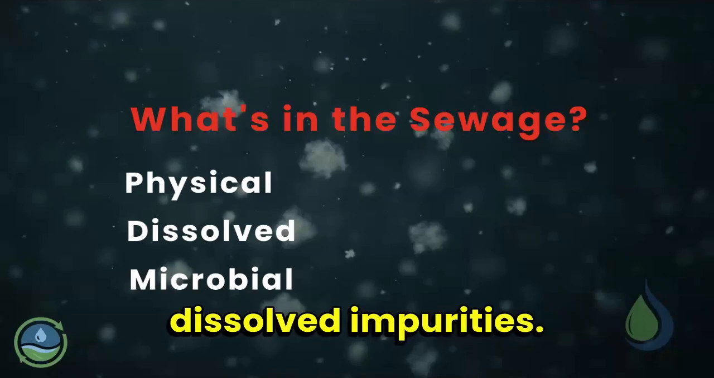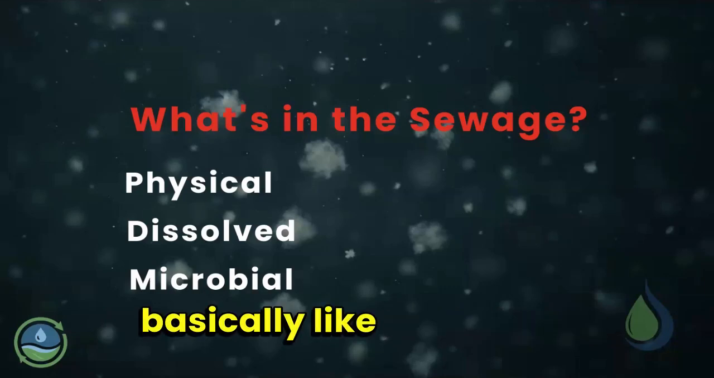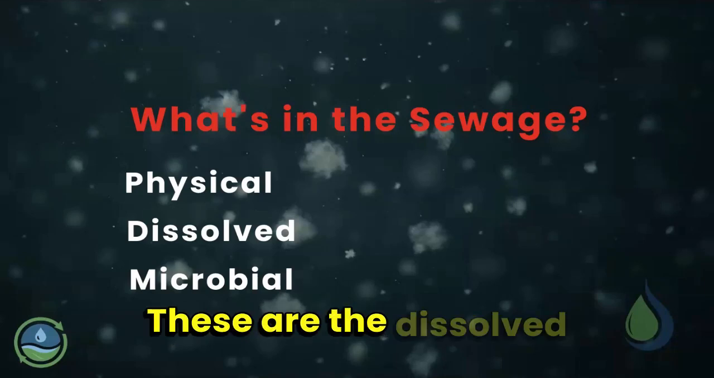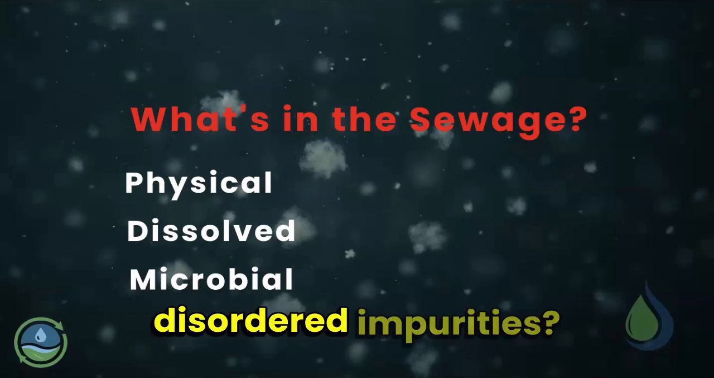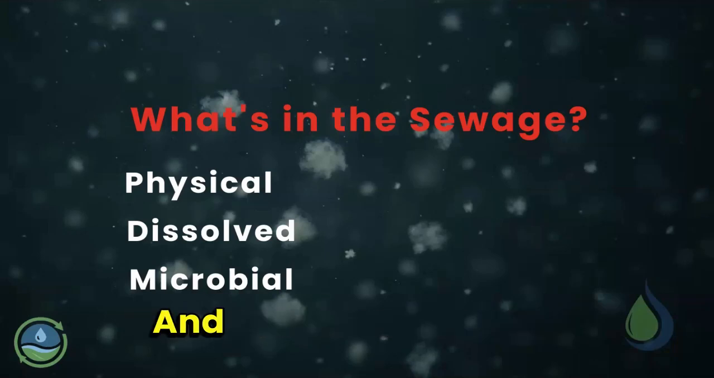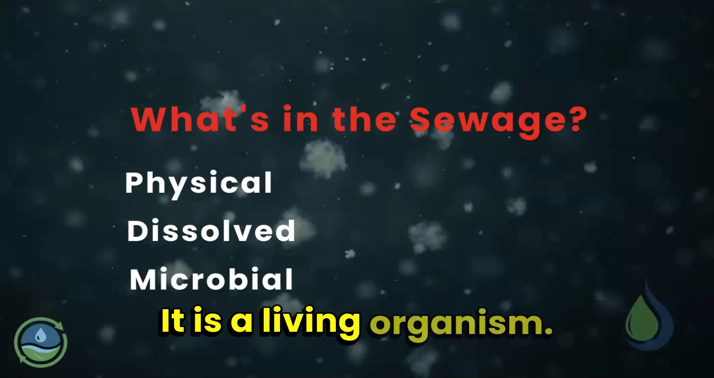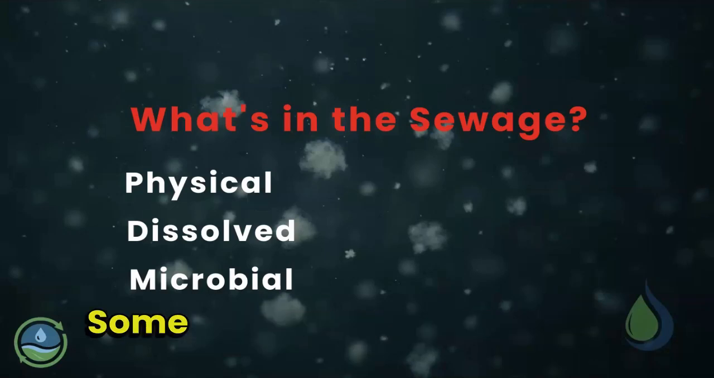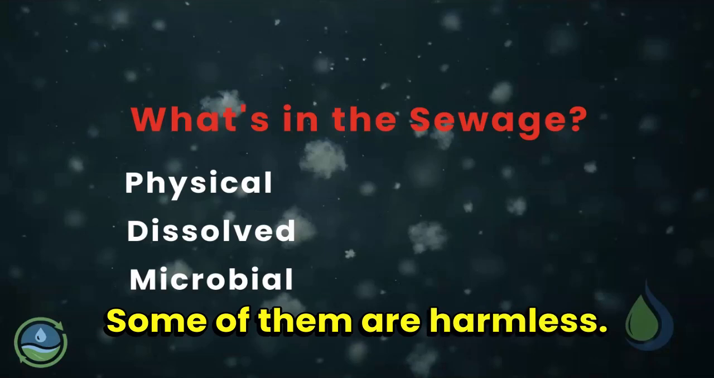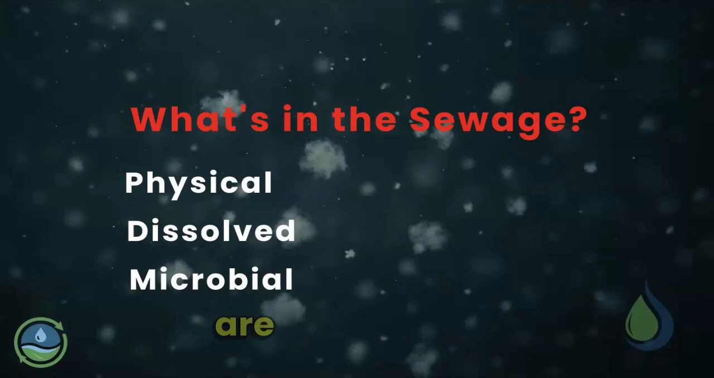Then there are dissolved impurities. Dissolved impurities basically mean your soap, fat, oil and grease, the smaller suspended particles of our food. These are the dissolved impurities. How do we take out dissolved impurities? We'll go to that in a while. And also it will have a lot of microbial contamination. What is microbial? It is a living organism. It could be bacteria, virus. Some of them are pathogenic, some of them are harmless. The majority of them are harmless, very few of them are pathogenic. Now, we are going to understand in the next few minutes how we are going to remove all these three different types of impurities.